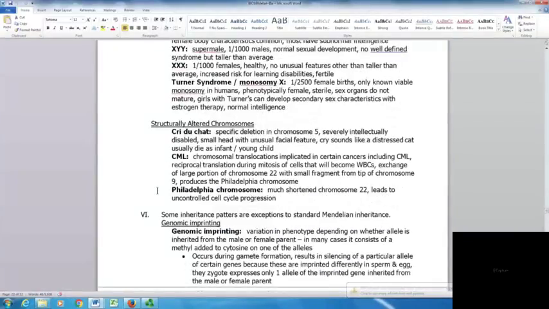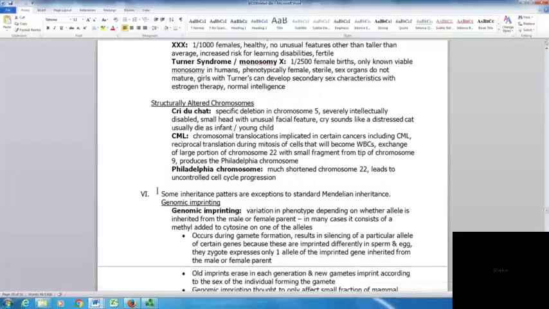These are some structurally altered chromosomes. With cri-du-chat, this is a specific deletion in chromosome 5. These individuals are severely intellectually disabled, tend to have small heads with unusual facial features, and their cry sounds like a distressed cat. These generally do not live real long. They'll die as an infant or a young child.